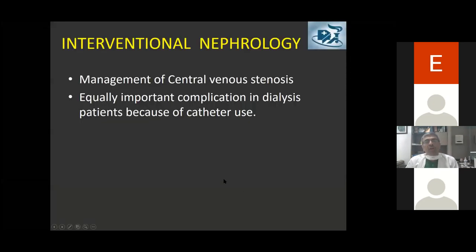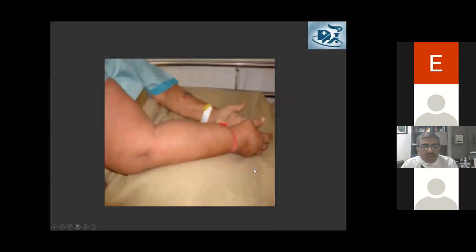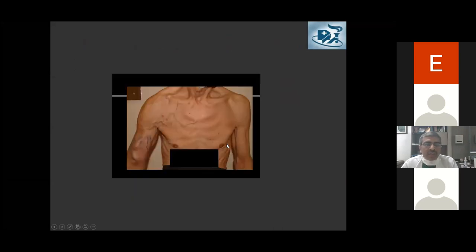So what is the other thing which we do in interventional nephrology is the management of central venous stenosis. Central venous stenosis is an important complication of catheters, and we all know that most of our patients, I would say about 30 to 35% of our patients would start dialysis on catheters despite repeatedly counseling them that AV fistulas are an important modality.